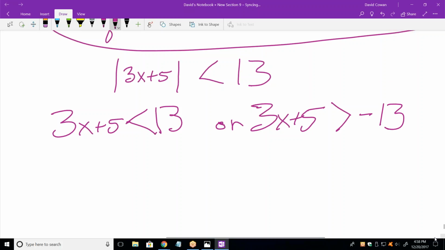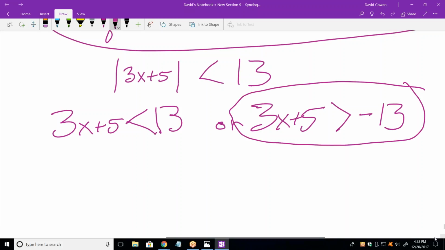In other words, this part here requires two actions. I have to switch the inequality sign and I have to change the sign on the number. If this was an equation, the only thing you would have to do is change the sign on the number. So an inequality is slightly harder because you have to do two things over here. The first thing is the same whether it's an equation or an inequality. You just rewrite the thing minus the absolute value sign.